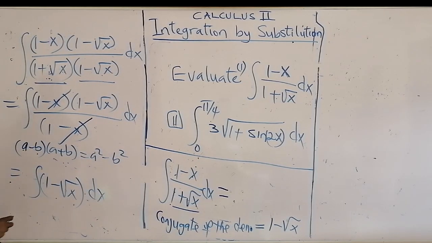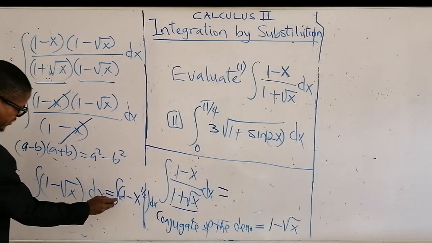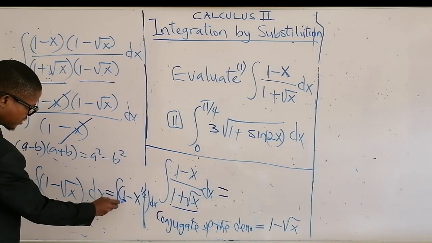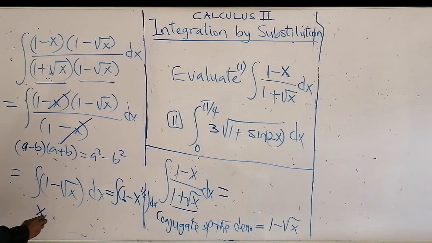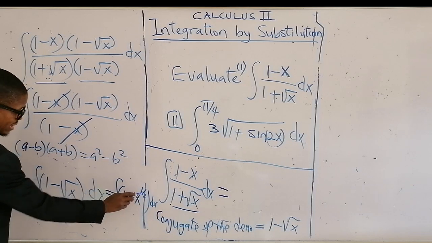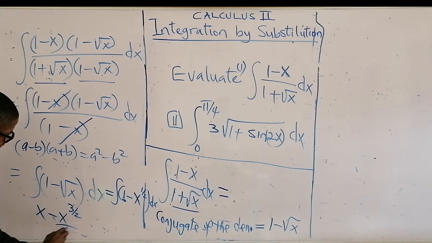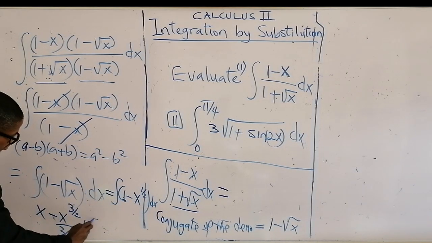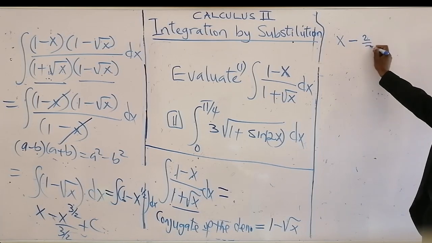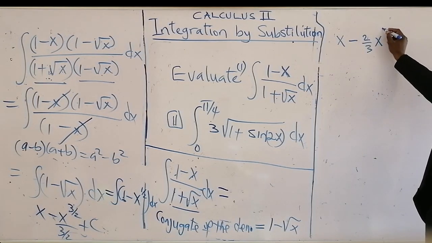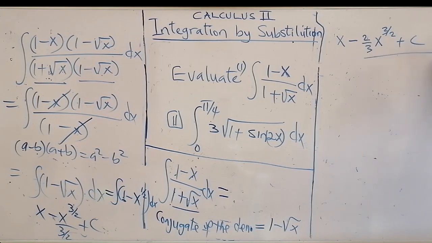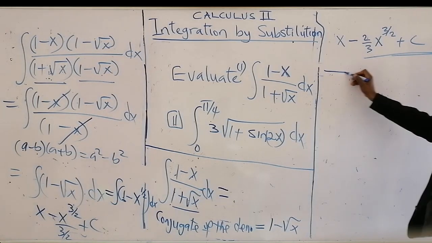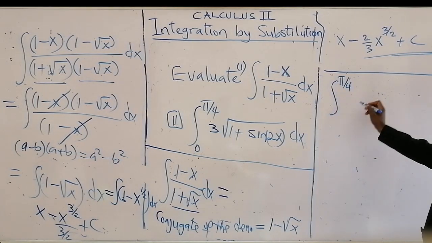On the final note, if you integrate this one with respect to the function, that will be x, then minus the integral of this, that will be x to the power of half plus 1, that's 3 over 2, all over 3 over 2, plus c. So x minus 2 over 3 x to the power 3 over 2 plus c. That finished that question. Then we go to the b part, which is the integral of this.